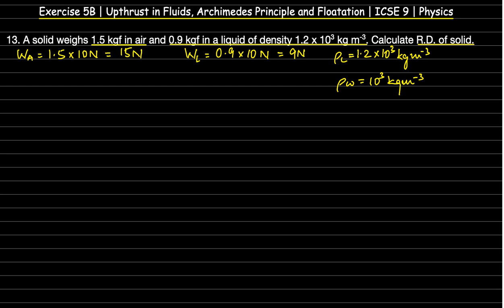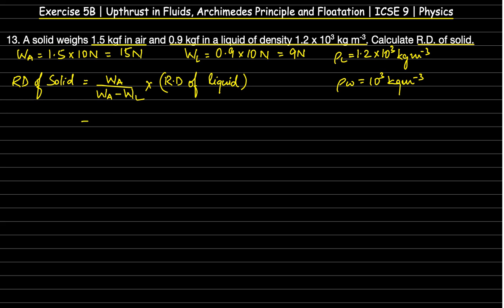Now for this question, we will be using the relative density of solid formula, that happens to be, I would write here as RD of solid is equal to weight of the body in air divided by weight of the body in air minus weight of the body in liquid into relative density of liquid. So this is the formula we use when we have to find relative density of solid.